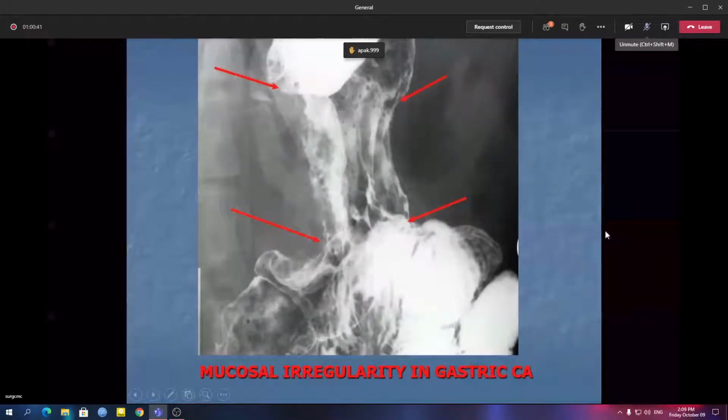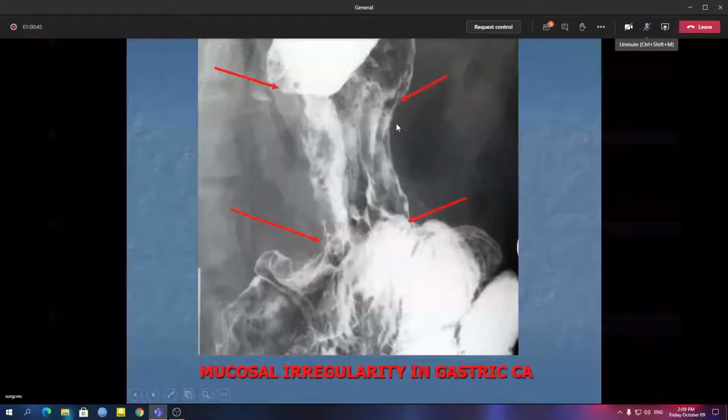Now you can see a more close up of another film. It is a persistent filling defect over these zones. Only small amount of dye is allowed to pass. That is a case of gastric carcinoma. Okay.